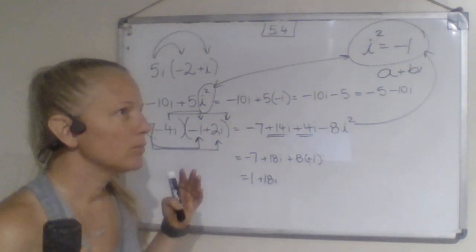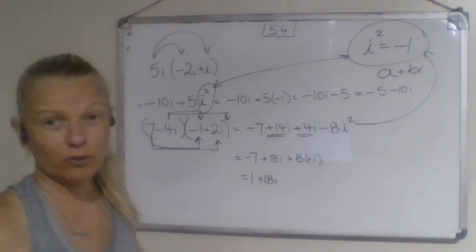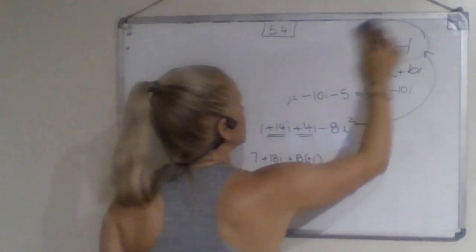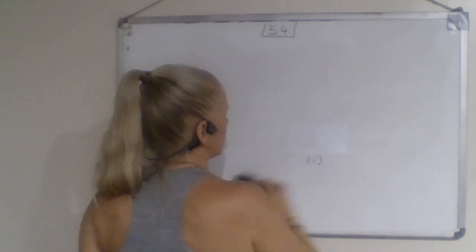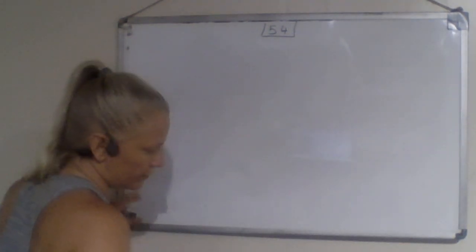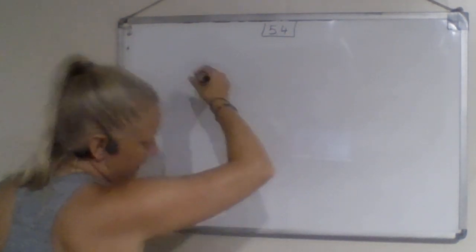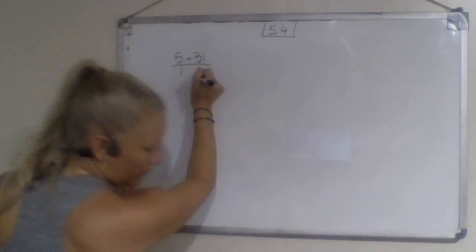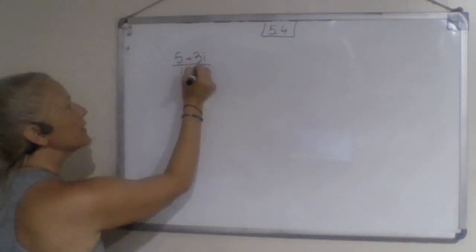If you can't memorize the formula, you just do FOIL, and you get to the exact same result. We are going to talk about dividing complex numbers, and they're not hard to do, or solving it in standard form: 5 plus 3i over 1 minus 2i, I believe it is, yeah.